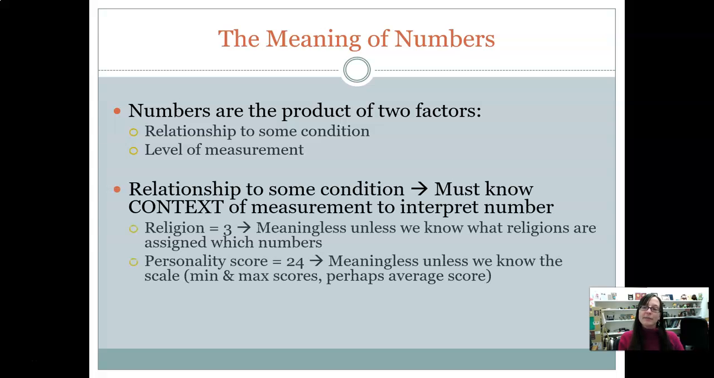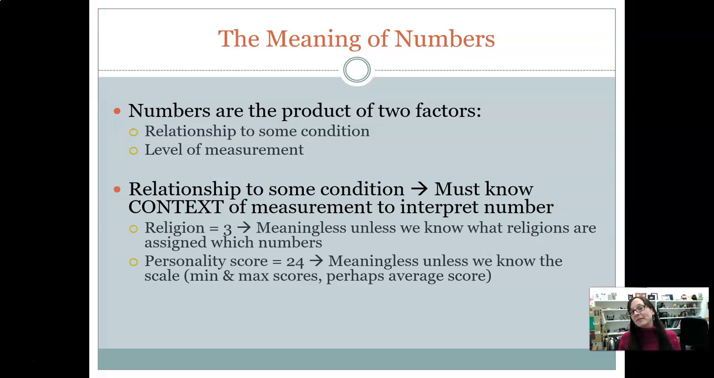That relationship to some condition basically means that we have to know the context of the measurement in order to interpret what that number means. So saying religion equals 3 is meaningless unless we know what religions are assigned to which number. If I just say, my religion equals 3, what does that mean? Is that on a scale of 1 to 10 in terms of how religious you are? Is that the type of religion? And if it is, what does that mean? That means nothing unless we know 1 means this, 2 means this, 3 means this. Then it's like, okay, now I know what religion equals 3 means.